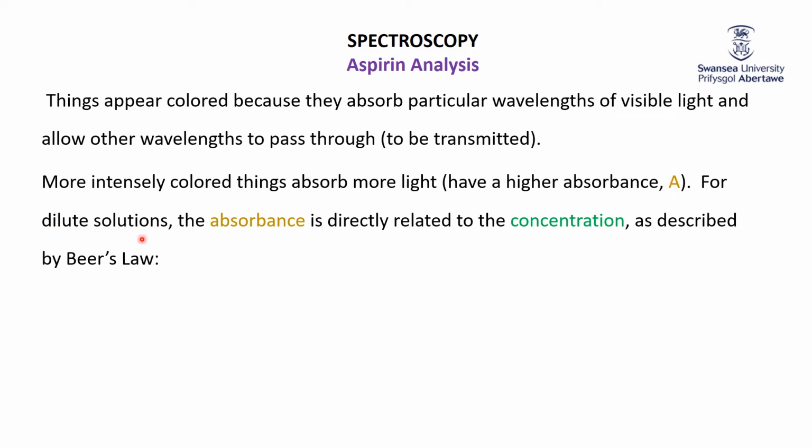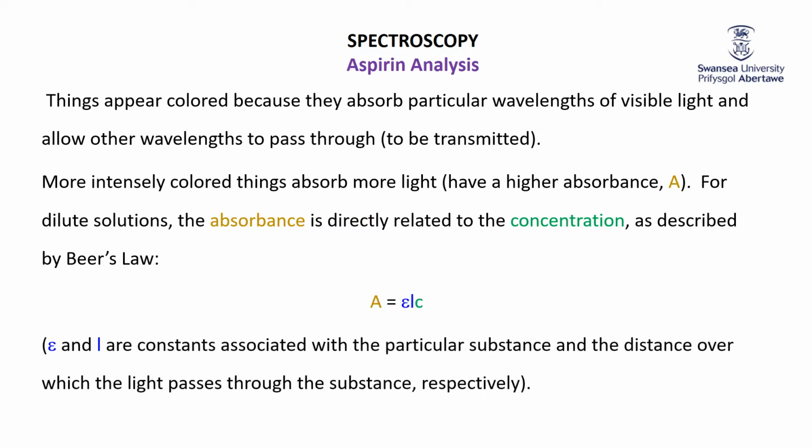And for dilute solutions, the absorbance A is directly related to the concentration, it's proportional to the concentration, as described in Beer's law. A, that's the absorbance, is equal to epsilon L C. Now epsilon and L are just constants associated with a particular substance, L being the path length. So these are going to be constant throughout our experiment, okay? And then here's C, the concentration.